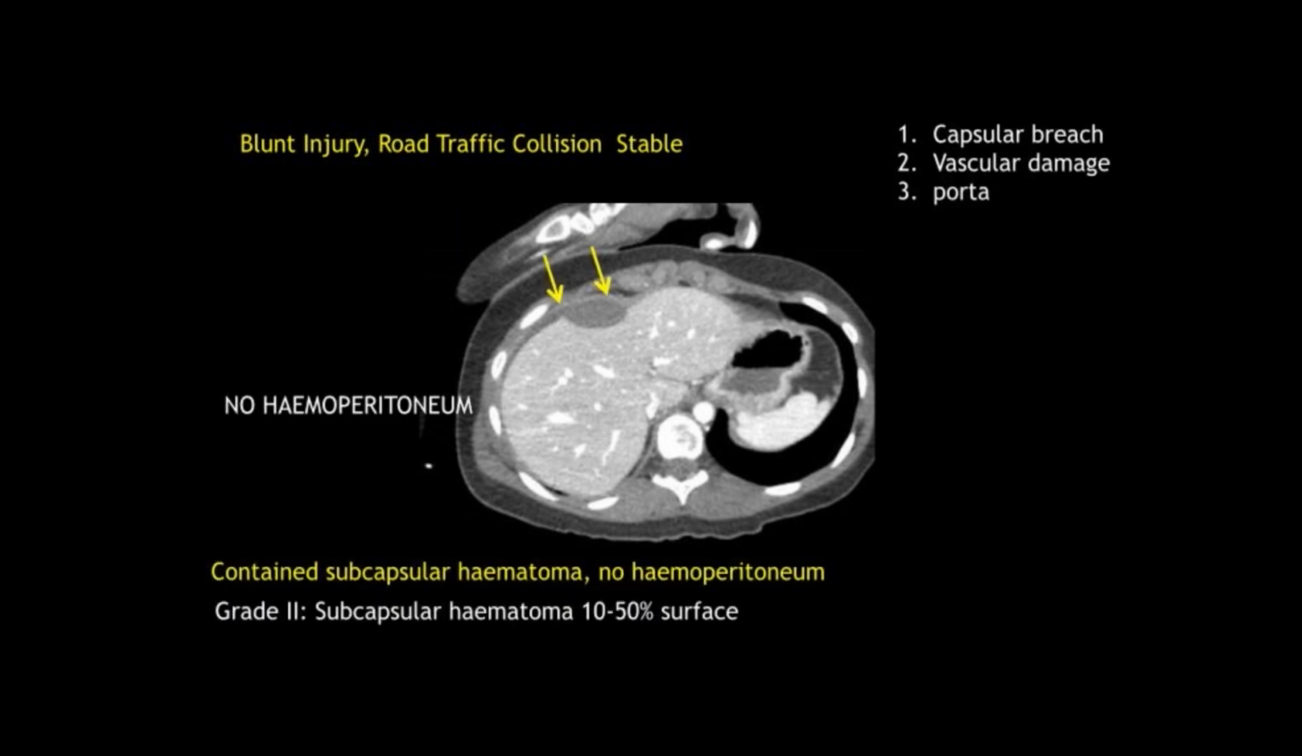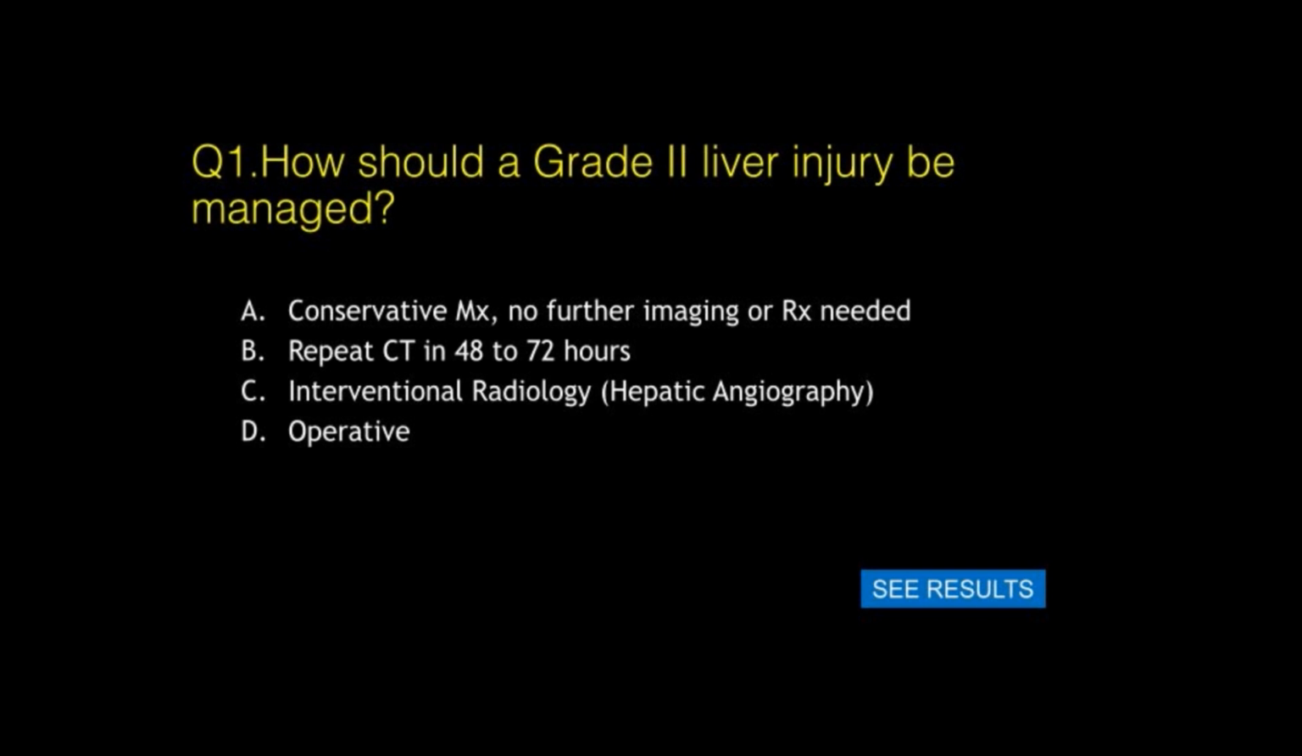Okay, so here's our first patient. He was in a road traffic accident. He's stable clinically. And here's our checklist in the corner. This patient did not have a hemoperitoneum. If you look at the hematoma, you can see that the capsule is still intact. It's elevated, but it's still intact. So this is a contained subcapsular hematoma. There's no hemoperitoneum, as I say. It's a grade 2 injury. What I'm going to get you to do now is to vote. I'm really hoping that the voting system is going to be working.